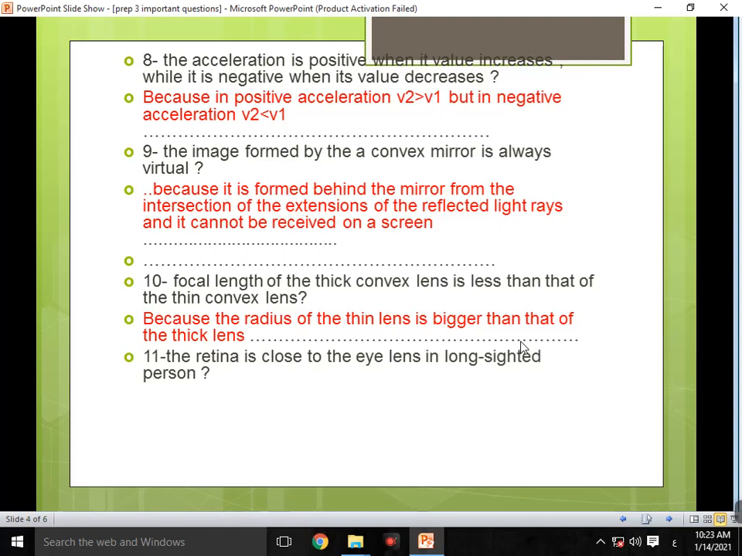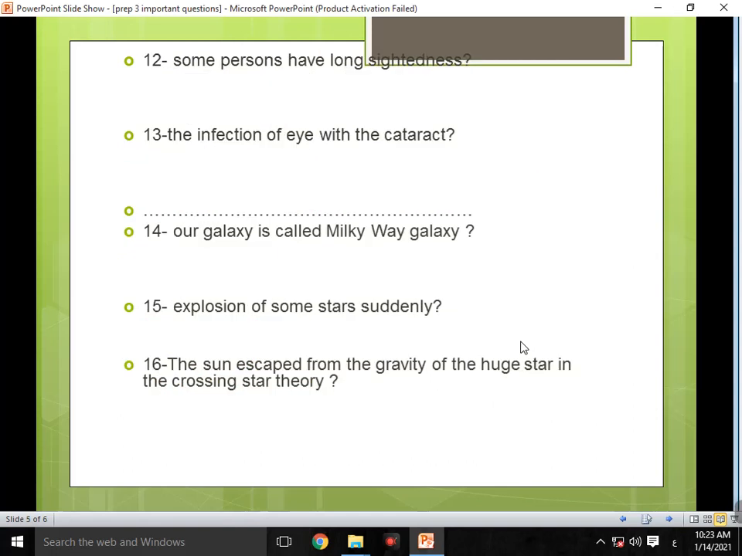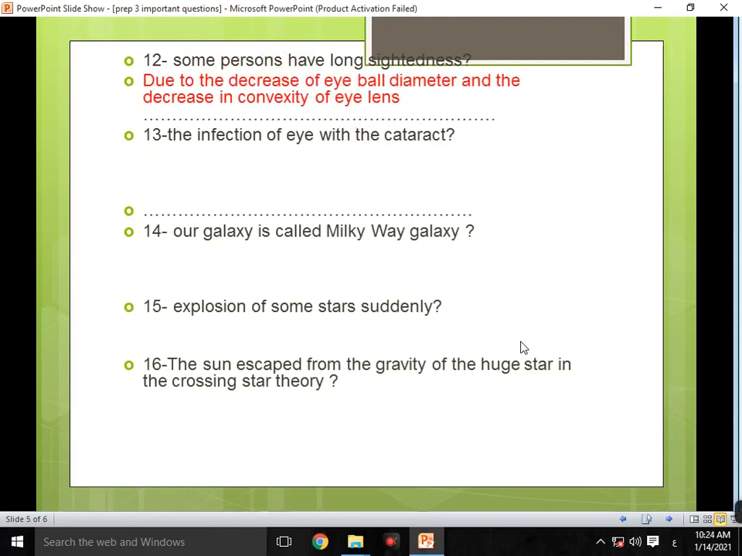11, the retina is close to the eye lens in a long-sighted person due to the decrease of the eyeball diameter. You know that we have short-sightedness and long-sightedness. Number 12, some persons have long-sightedness due to decrease of the eyeball diameter and decrease in the convexity of the eye lens.